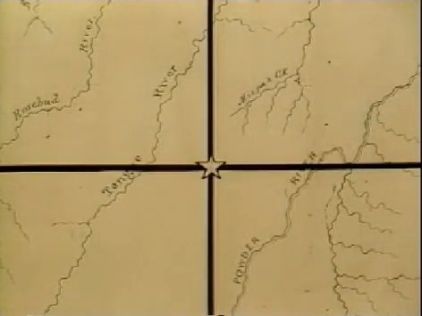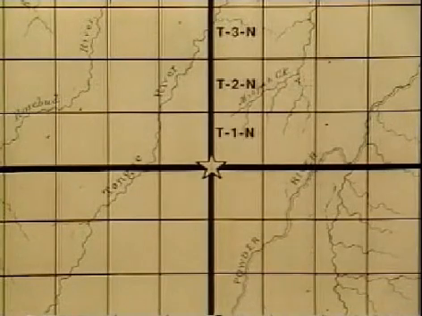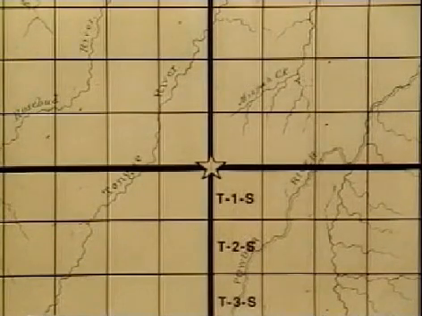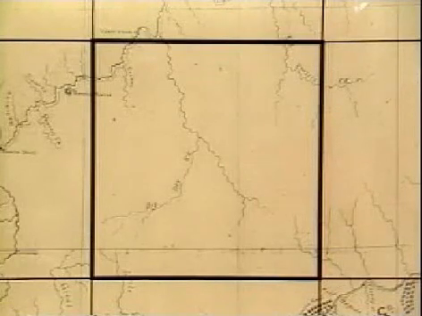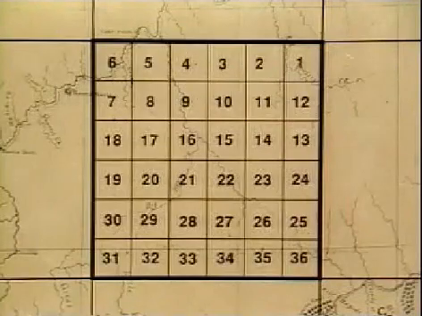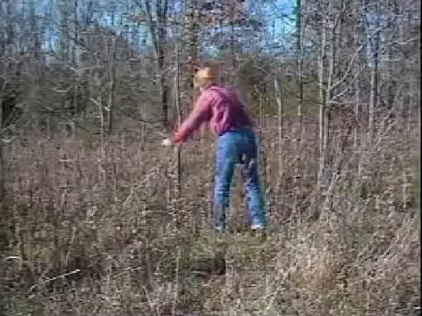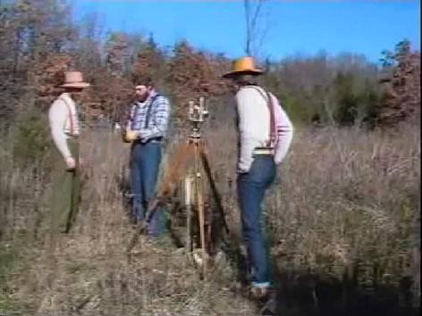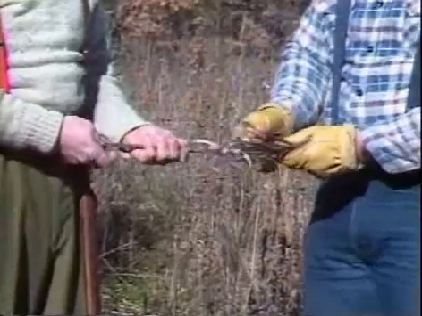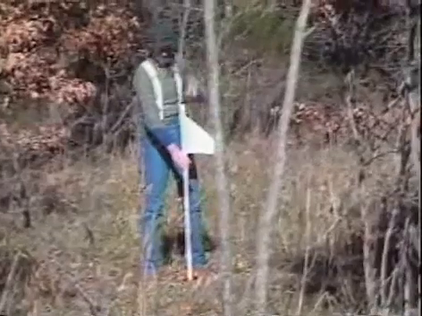From that initial point, each 6-mile square was assigned a township number north or south from the baseline and a range number east or west of the principal meridian. Each of these 6-mile squares was further subdivided into 36 sections of 1 square mile each. The surveyor would start on the bottom of the township, and he would work north 1 section at a time, laying a marker at every mile and every half mile.